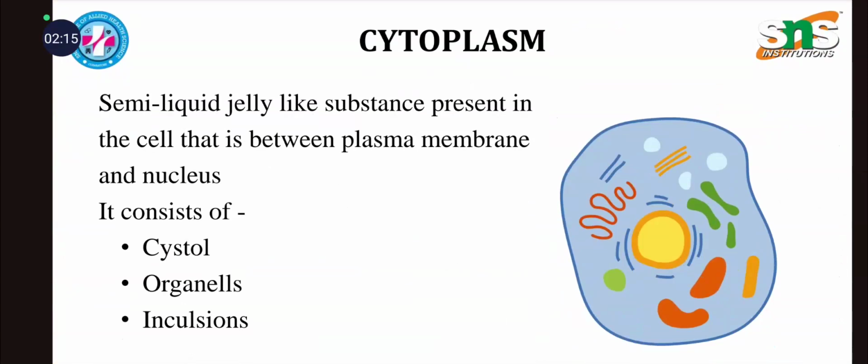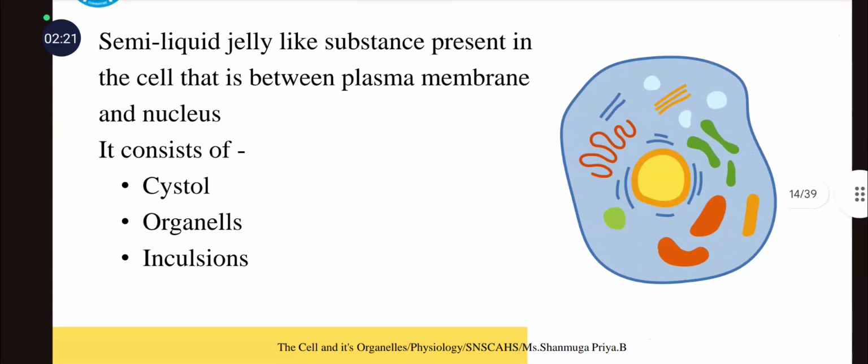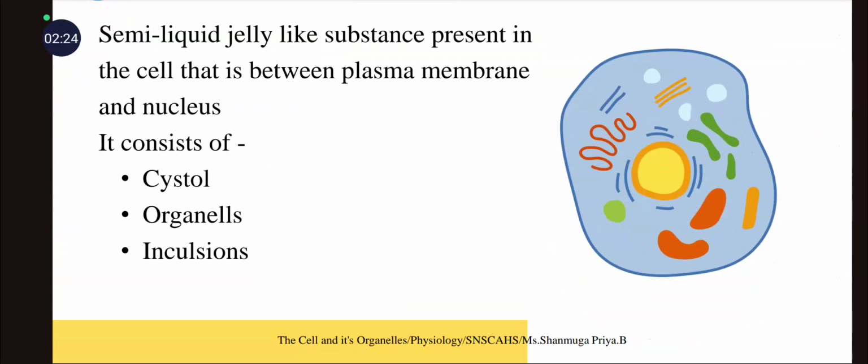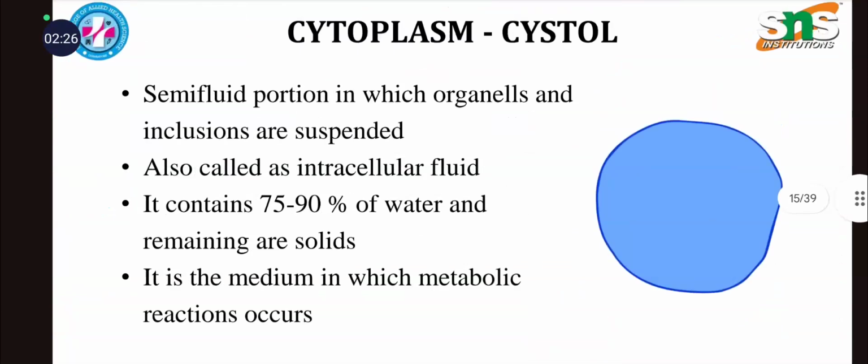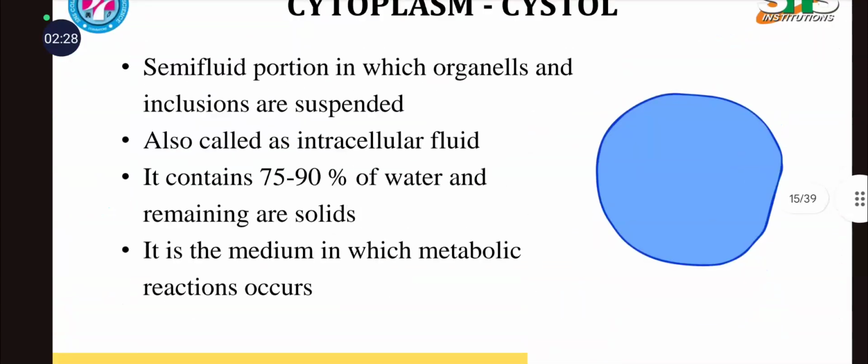Next, we are going with the second most important principal part of cell, that is cytoplasm. It is a semi-liquid jelly-like substance present in the cell, between the plasma membrane and nucleus. It consists of cytosol, organelles, and inclusions. Cytosol is a semi-fluid portion in which organelles and inclusions are suspended, also called intracellular fluid. It contains 75 to 90% water and the remaining are solids. It is a medium in which the metabolic reactions occur.